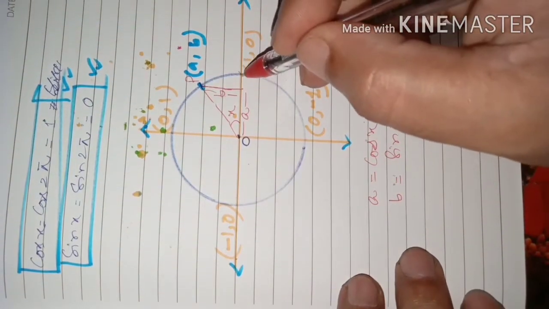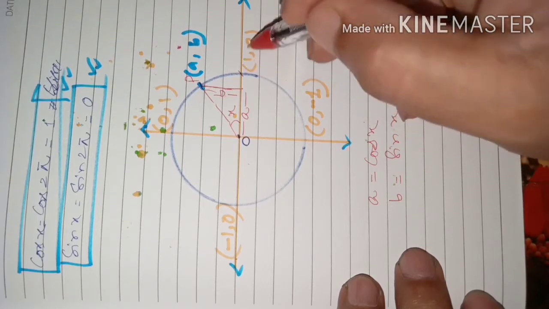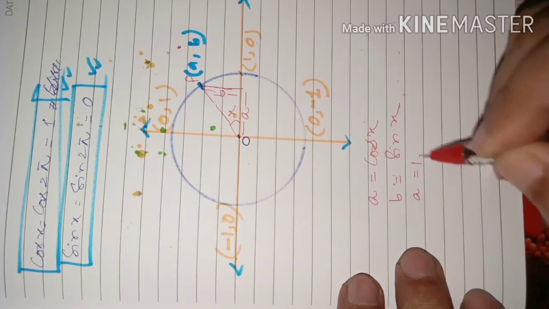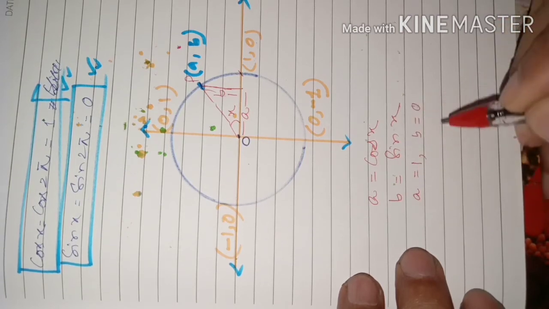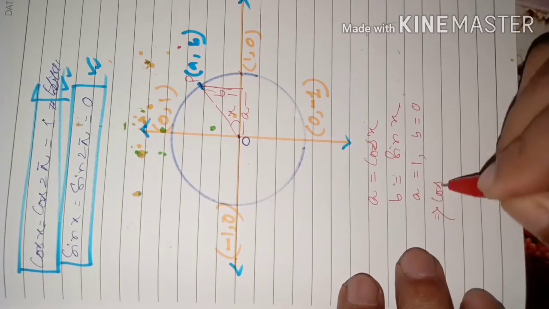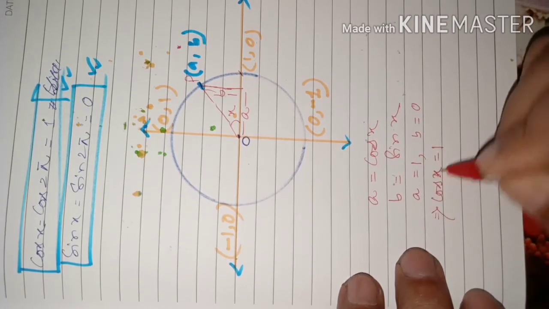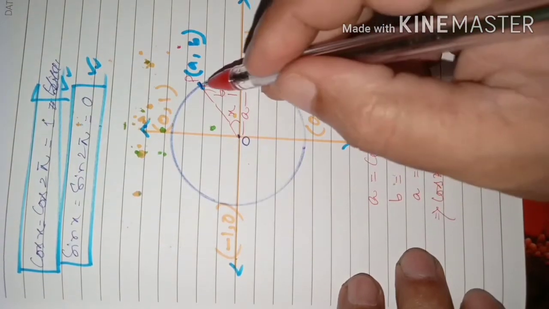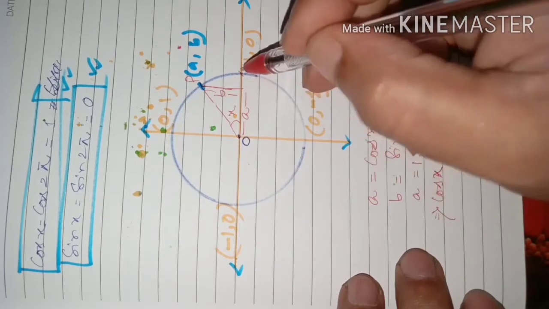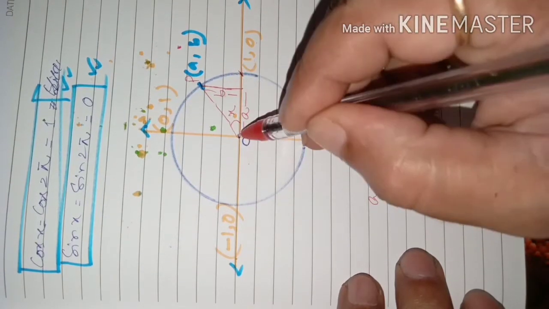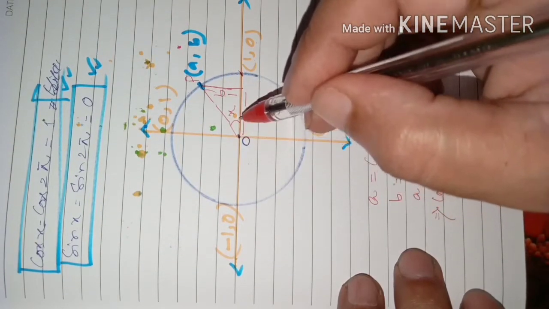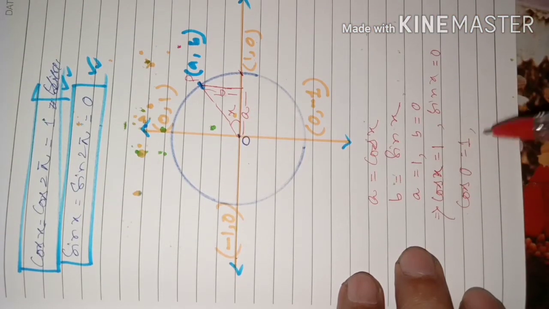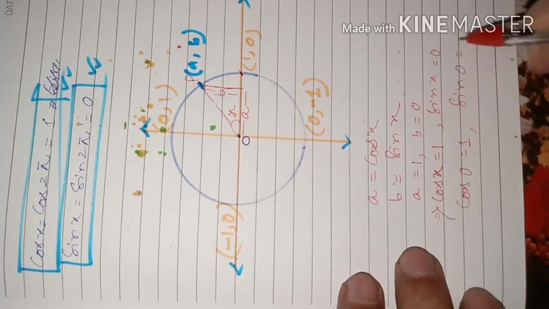So here when we say the point is (1, 0), that means A is equal to 1 and B is equal to 0. It means cos x is 1 and sin x is 0. When the point is here only, no angle is formed, meaning 0 radian. You can say cos 0 radian is equal to 1 and sin 0 radian is equal to 0.